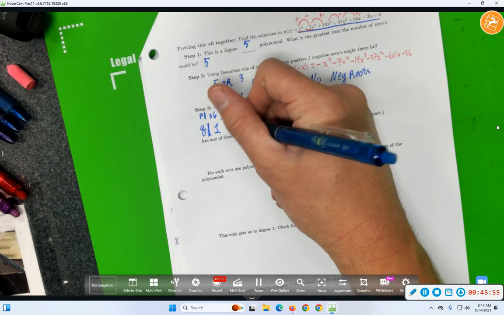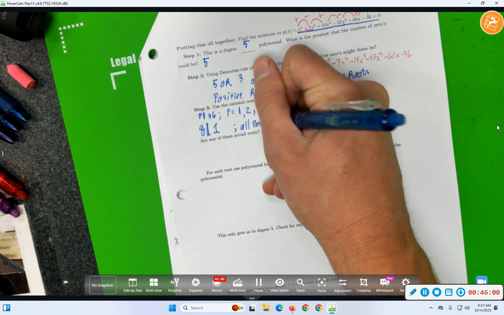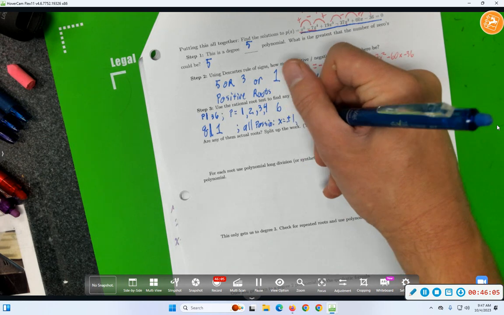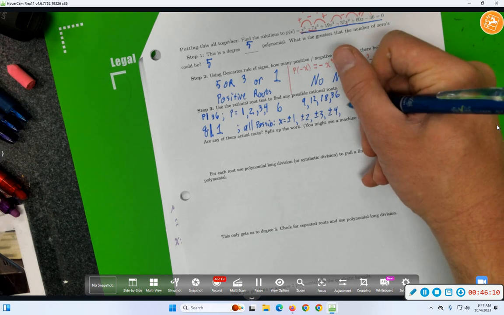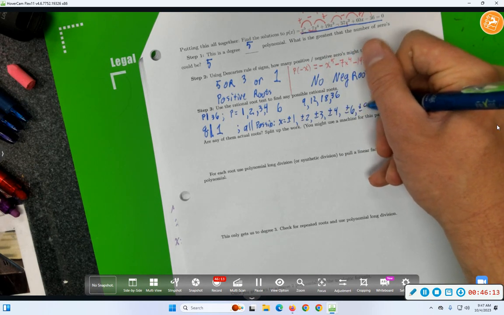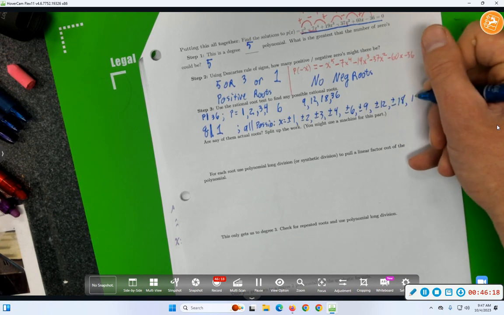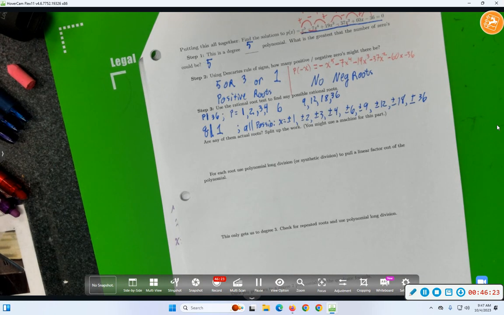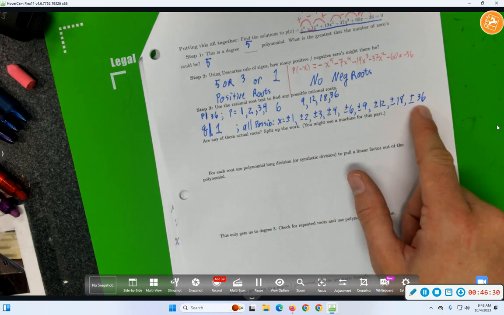So, all the possible rational roots, all possibilities, are x equals plus or minus 1, plus or minus 2, plus or minus 3, plus or minus 4, plus or minus 6, plus or minus 9, plus or minus 12, plus or minus 18, plus or minus 36. So that looks like a lot of things, right? It's 2, 4, 6, 8, 10, 12, 14, 16, 18 possibilities.